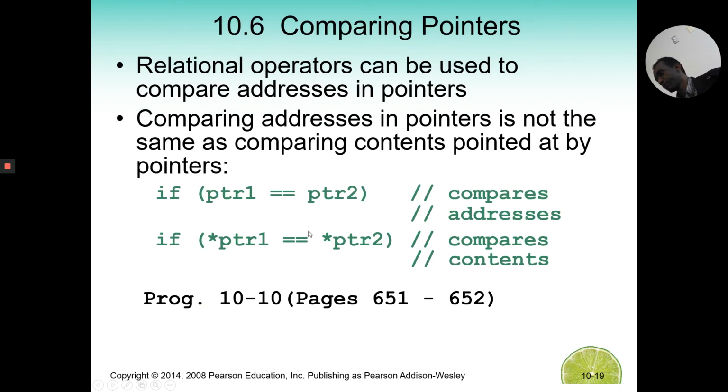Comparing pointers: relational operators can be used to compare addresses in pointers. Comparing addresses in pointers is not the same as comparing content pointed to by the pointer. So here you have if pointer1 equals pointer2, and here you have if *pointer1 equals *pointer2. So this compares the address, and this compares the content.